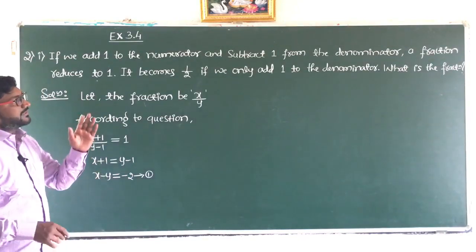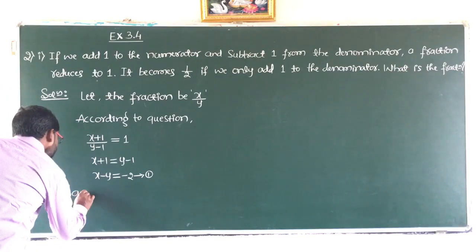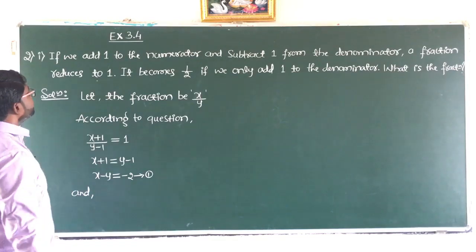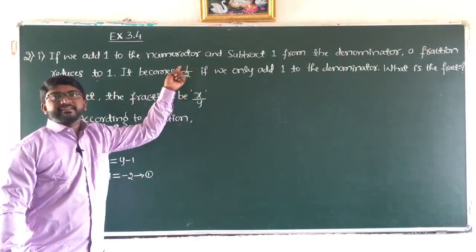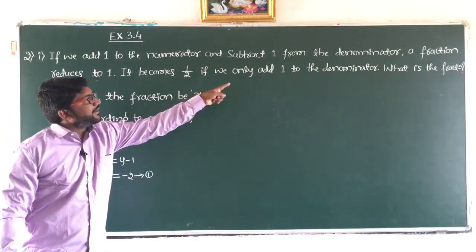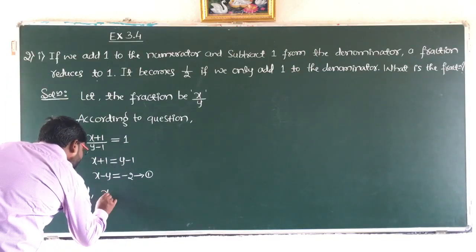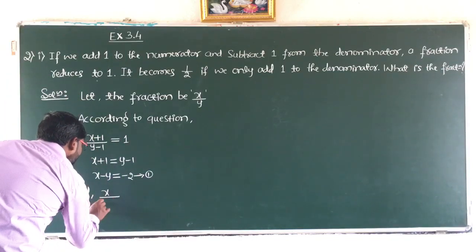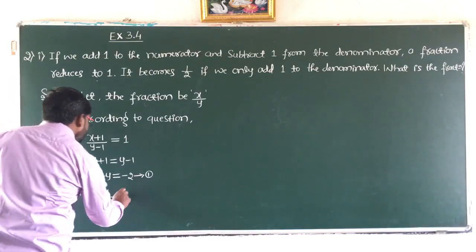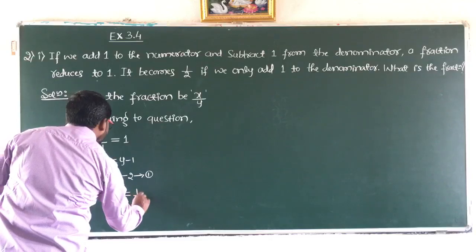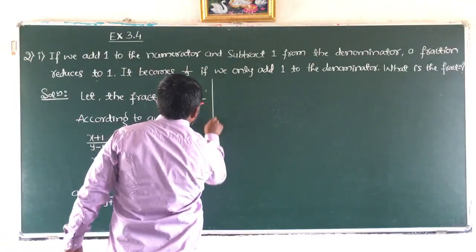Next, we have to go for the second condition. See here, it becomes 1 by 2, that means this should be on the right hand side. If we only add 1 to the denominator, I write the numerator as it is. Here we are adding 1 to the denominator. So, x divided by y plus 1 is equal to 1 divided by 2. We will solve this.